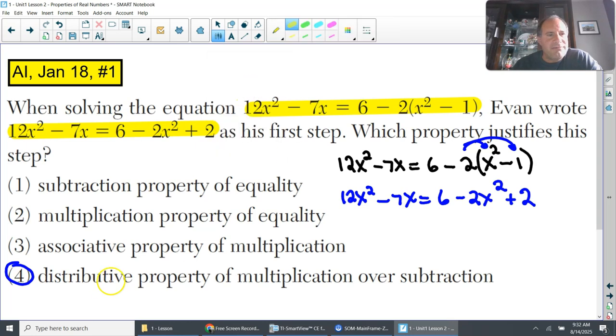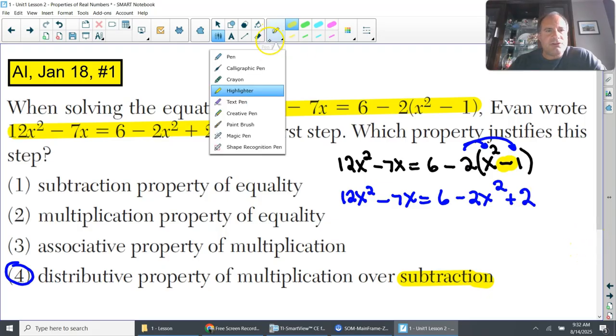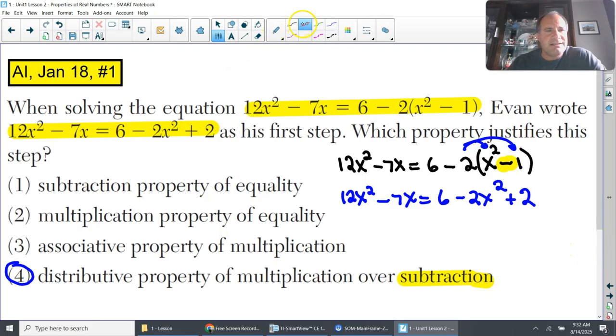They don't even have another distributive property. It's happening over subtraction, but they did not put distributive property over addition to get you confused. But if they did, it would not be the answer. It's over subtraction. Just remember, when you're answering questions like this, this is not subtraction property of equality. When you subtract on both sides, that's subtraction property of equality. When you multiply on both sides, that's the multiplication property of equality.